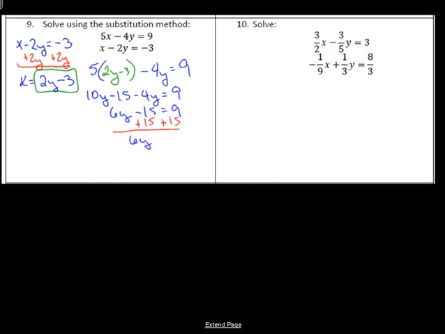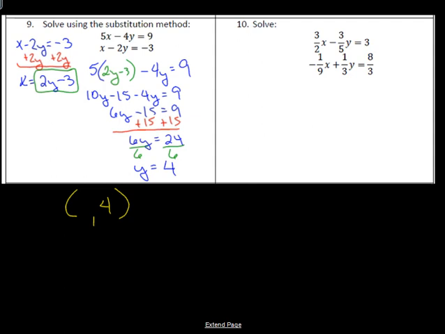So I have 6y is equal to 24. I divide both sides by 6, and I find that y is equal to 4. I have now found 50% of my solution. I have found the y value.